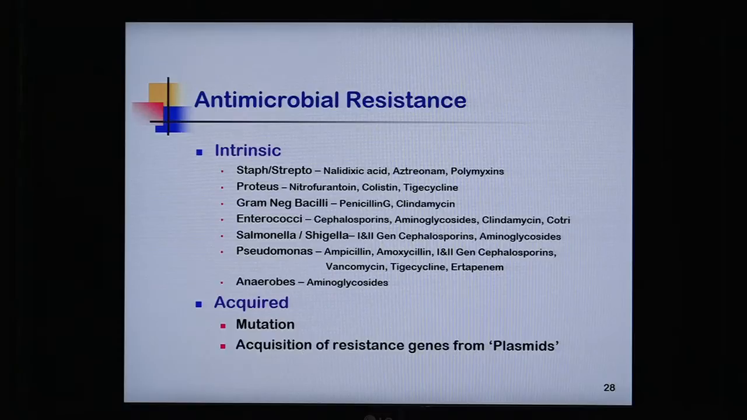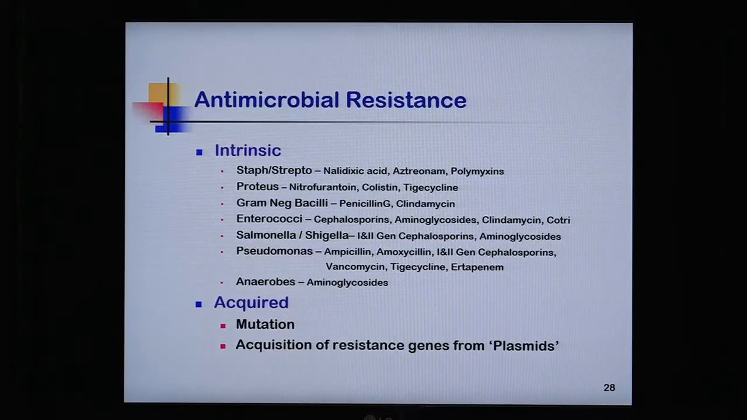So remember these drugs and never put them in your AST if anybody even asks you. Even if a clinician asks why you have not given amikacin in enterococcus, educate him. It's important. And the aminoglycosides against all anaerobes. Now you have the acquired resistance. This is where your role starts. You can't do anything with the intrinsic resistance. The only thing is that you have to be knowledgeable about them and you have to educate the clinician.